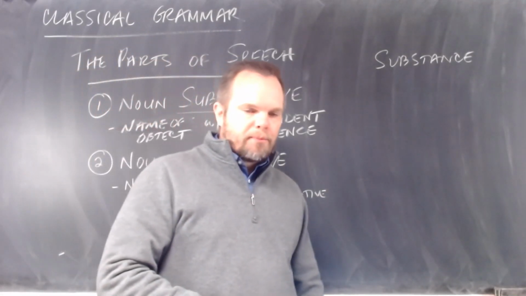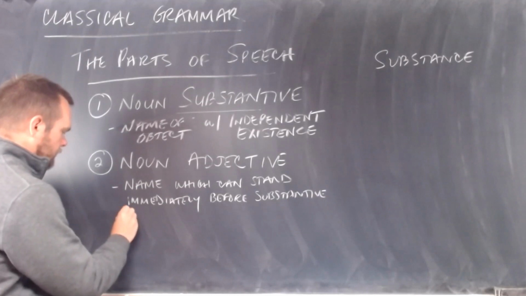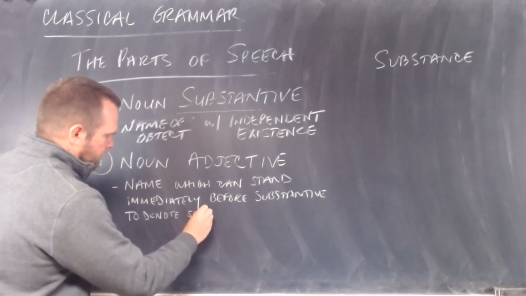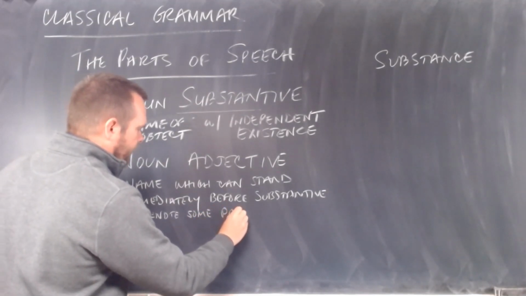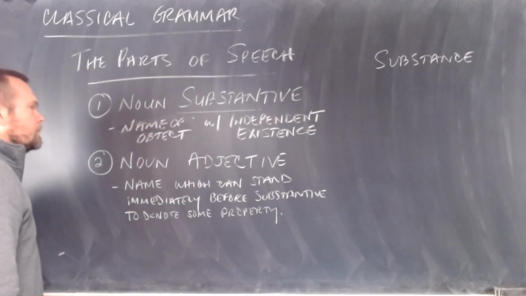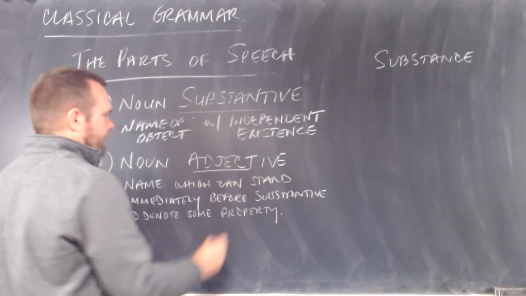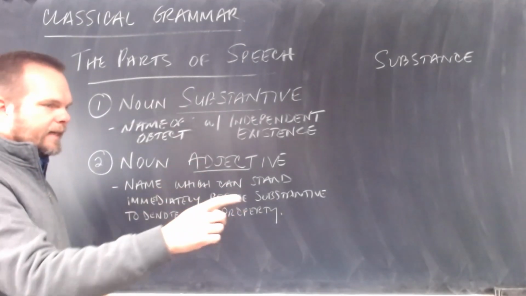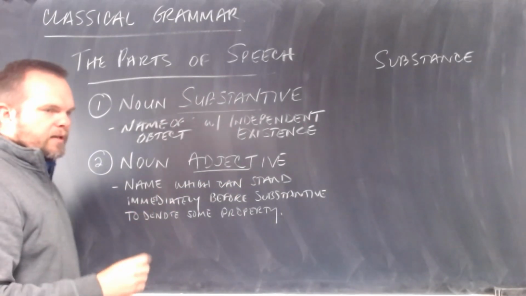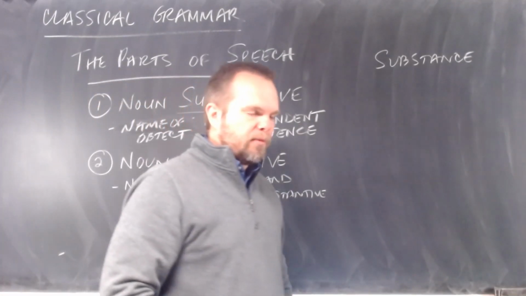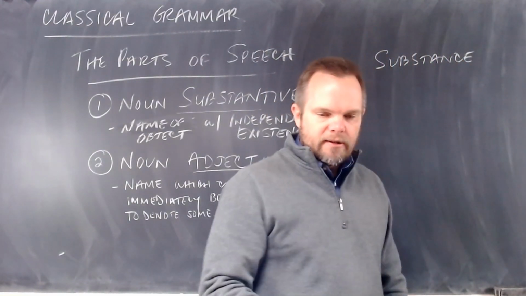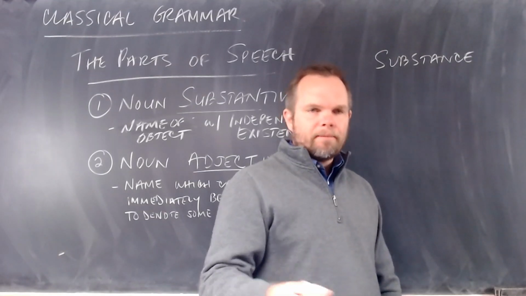to denote some property. To denote some property, some quality or characteristic. A noun adjective. And this word adjective means set next to. That's why it's important to say a name which can stand next to. A name which can be placed immediately before a substantive. And we're given some examples in the book: sweet, sour, sharp, heavy, light.